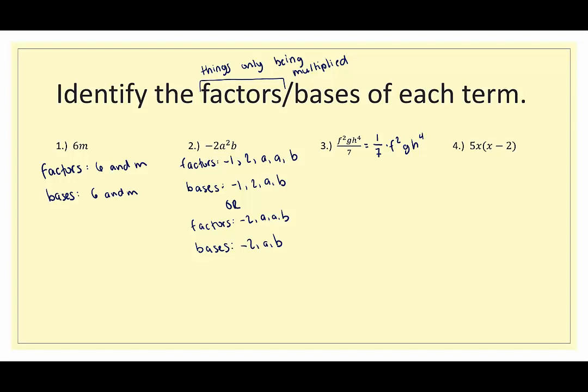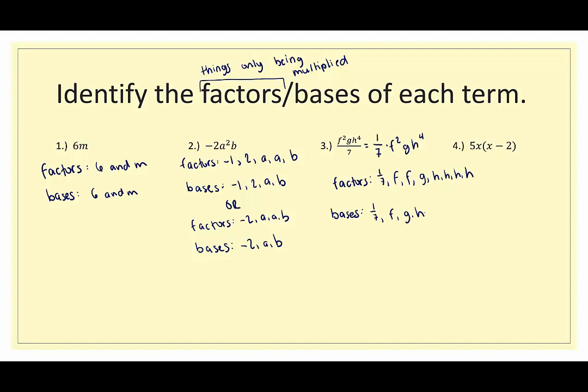And again, you could always put the f squared g h to the 4th over 1 and get back to where we started. And now we can see the factors here. We have a factor of 1/7, a factor of f, another factor of f, g, and then these 4 h's. And then the bases, so just the things that are being raised to powers: we have a base of 1/7, a base of f, a base of g, and a base of h.